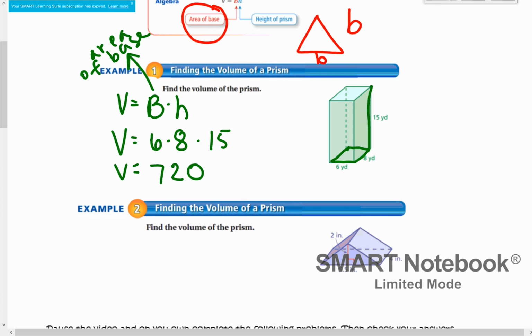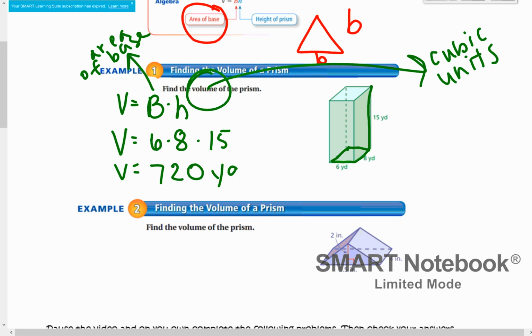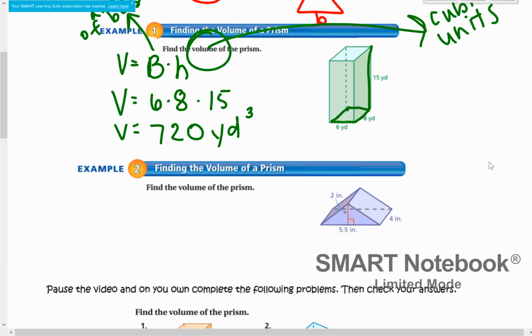Okay, let's remember that volume is always cubic units because you are taking 3 measurements and multiplying. So yards times yards times yards is yards to the 3rd power, or yards cubed. Okay, so the volume of this rectangular prism would be 720 yards cubed.